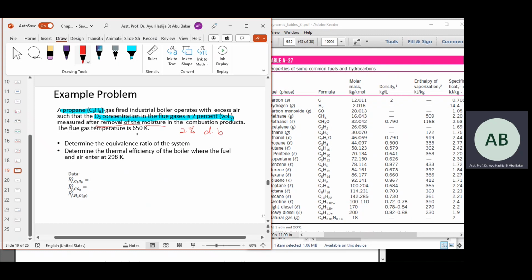Now, flue gas temperature is 650 Kelvin. It asks you to determine the equivalence ratio and the thermal efficiency of the boiler, where the fuel and air enter at 298. Okay, so equivalence ratio, like last time, you can use the value of A actual over A start or A start over A actual.